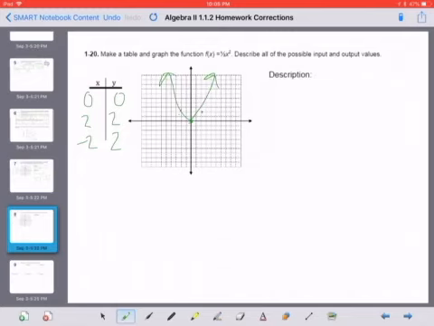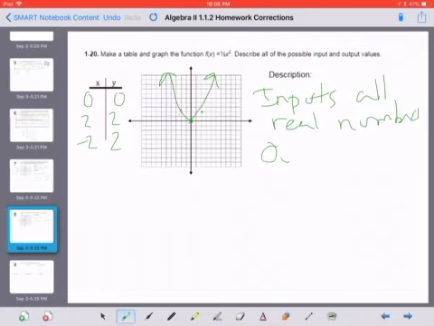So then it says describe the inputs and outputs. It's really talking about its domain and range. So the inputs can be all numbers. But the outputs have to be y is greater than or equal to 0, because even when we plug in a negative number, it's never going to go below 0 for our outputs.